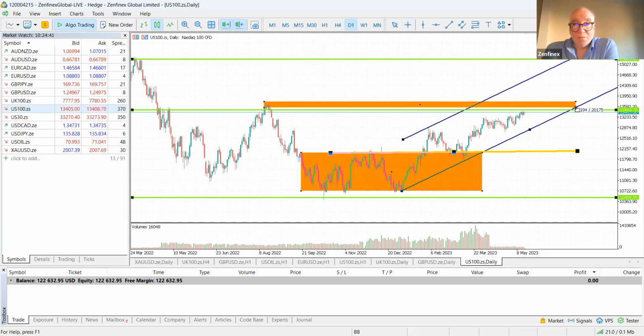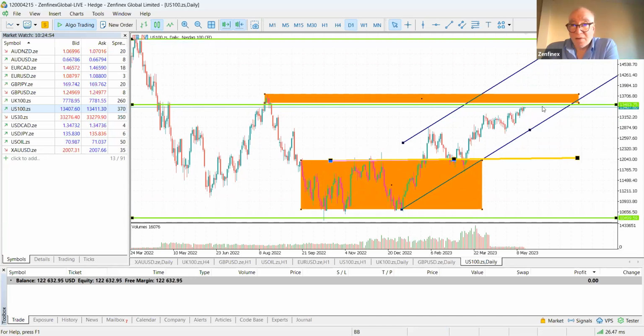Is this level going to hold, or is this an opportunity to take it back down to the bottom of this channel? So we have to watch how price behaves around this level here, and decide whether to take a short, or if it does break through there, we'll wait for a retest because it's on its journey back up to this level here.